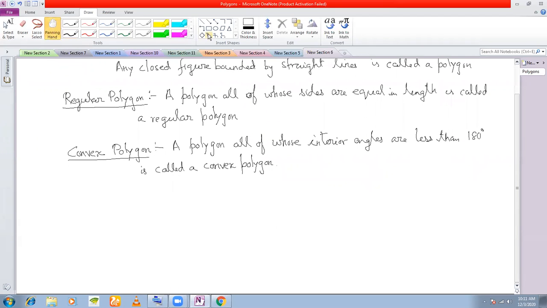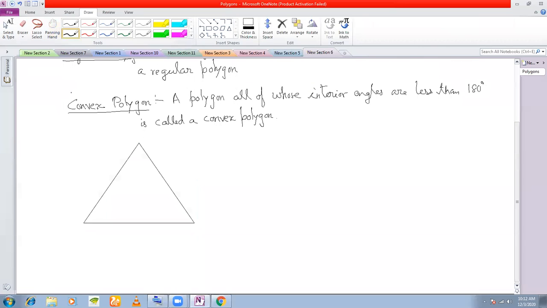Now, what do you mean by a convex? Let's see what a convex polygon means. Say a triangle. This is a convex polygon. Okay, a triangle is a convex polygon. Next, quadrilateral. Any quadrilateral is a convex polygon. Like what kind of quadrilateral? This.